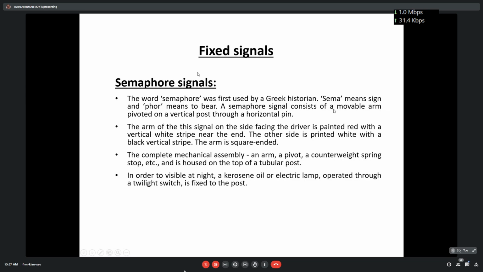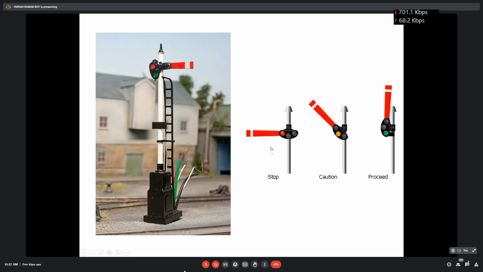So the semaphore signal consists of a movable arm, a pivoted arm on a vertical post with a horizontal pin. The arm of this light on the side facing the driver is painted red with a vertical white strip near the end. The other side is painted white with a dark strip, and the arm is square ended.